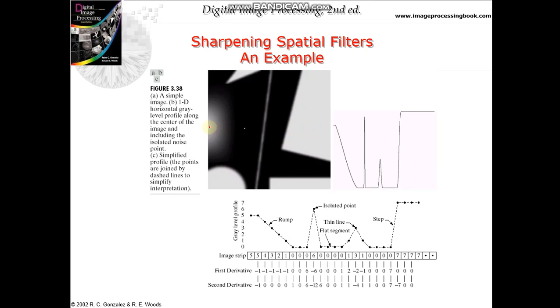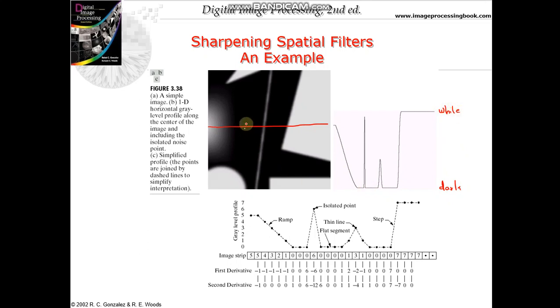We are drawing a line through here. This line passes through this dot, and the gray level values we come across along this line are plotted here. See this? This is almost white, so we start from here, and gradually the gray level value decreases, moving towards pure dark. So this is pure dark, and this is pure white.